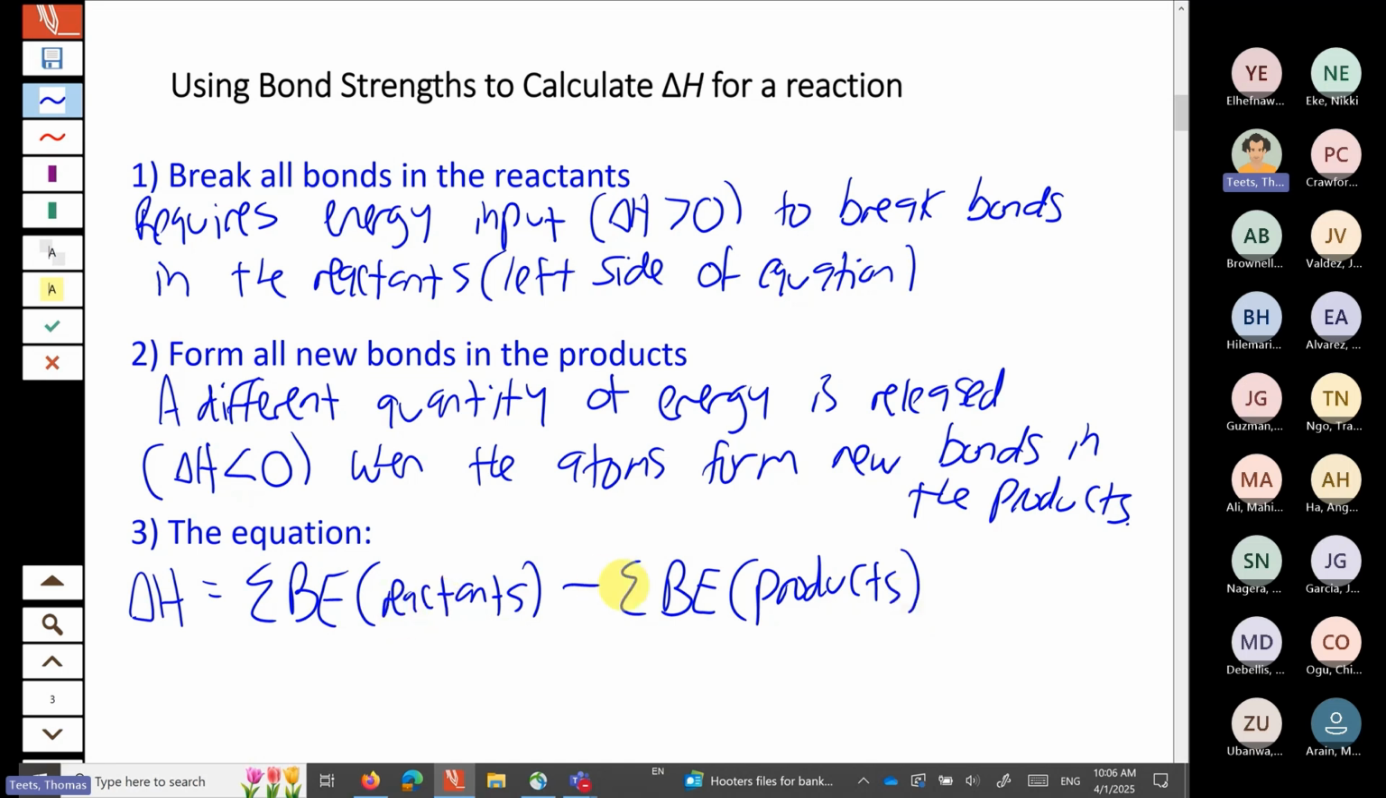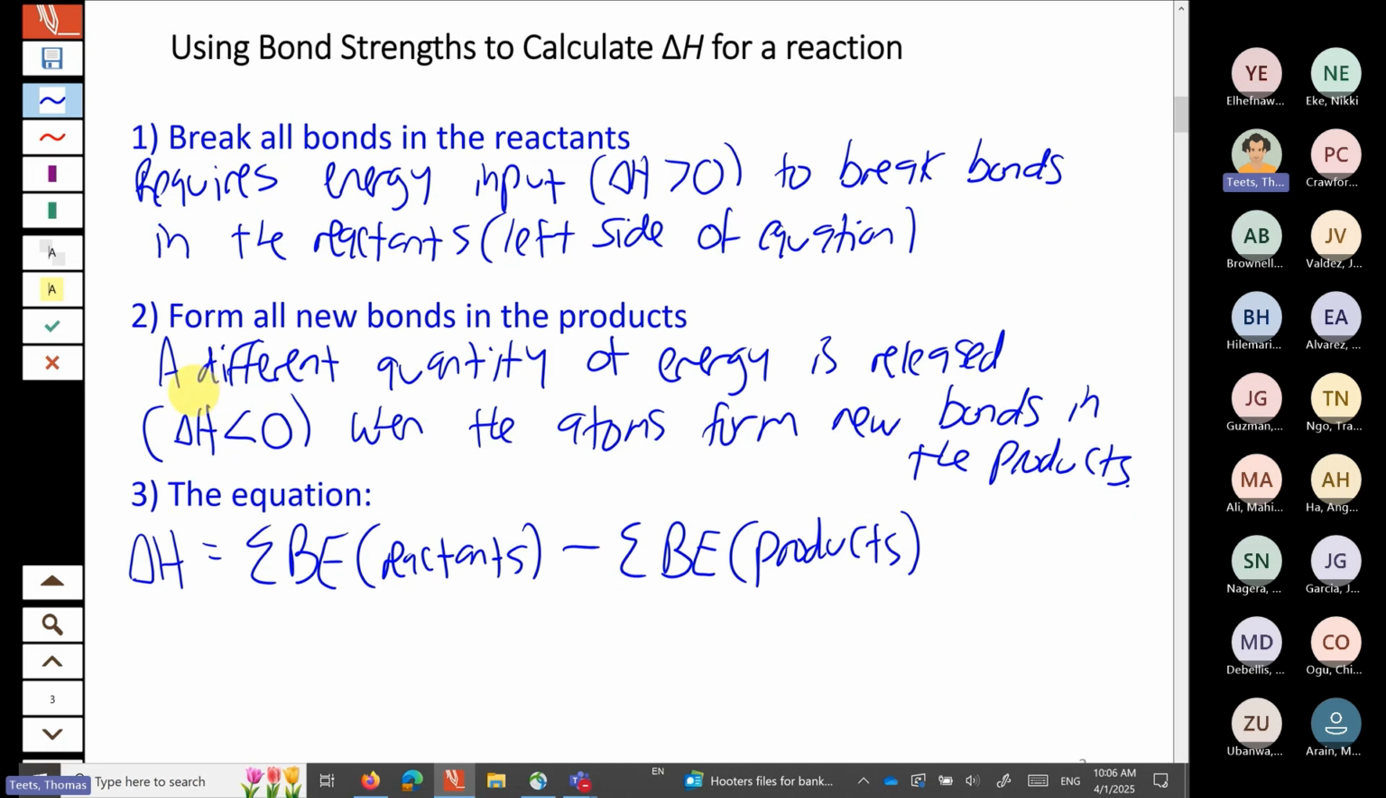It really just comes from how these terms are defined. Delta H of formation is the formation of a compound. Bond energy is defined as the breaking up of a compound. So they come from different starting points, which is why the equation gets reversed. So that's an important thing not to forget when you're doing these types of problems.